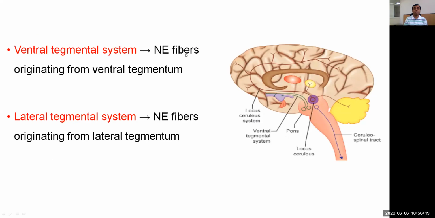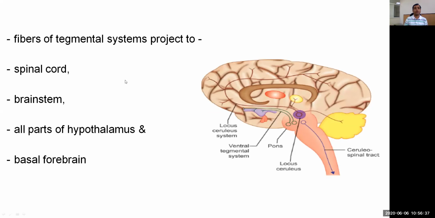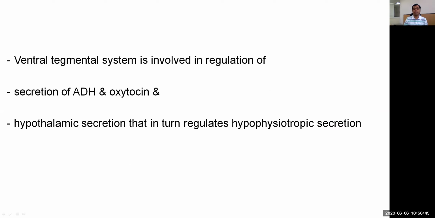Norepinephrine secreting fibers which are originating from ventral tegmentum form the ventral tegmental system, whereas norepinephrine fibers which are originating from lateral tegmentum form the lateral tegmental system. Fibers of the tegmental system project to spinal cord, brainstem, and to all parts of the hypothalamus as well as basal forebrain. Ventral tegmental system is involved in the regulation of secretion of ADH and oxytocin, which are the posterior pituitary hormones, and hypothalamic secretion that in turn regulate the hypophysiotropic hormones.